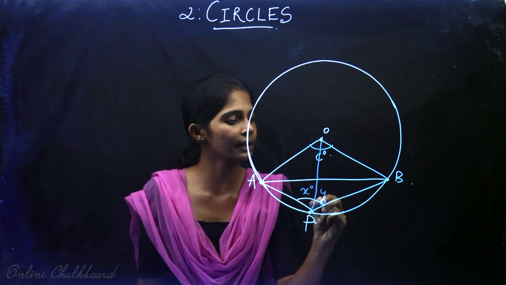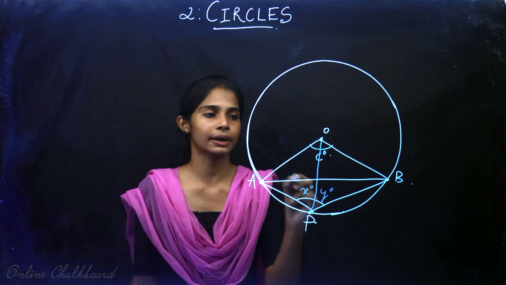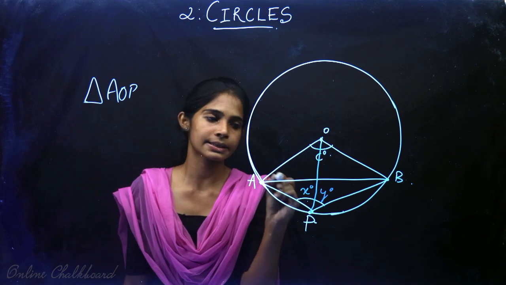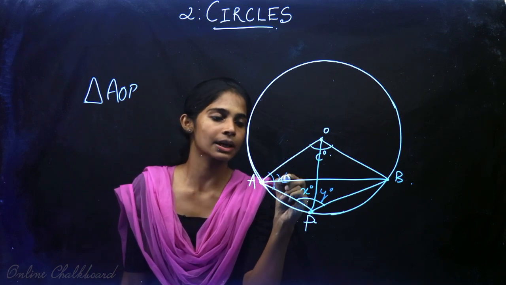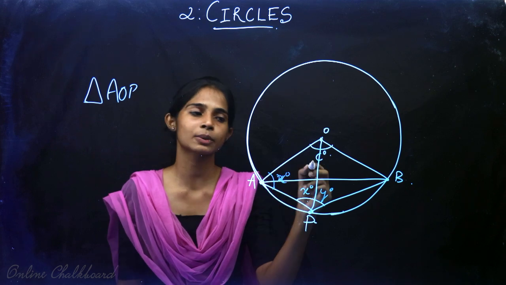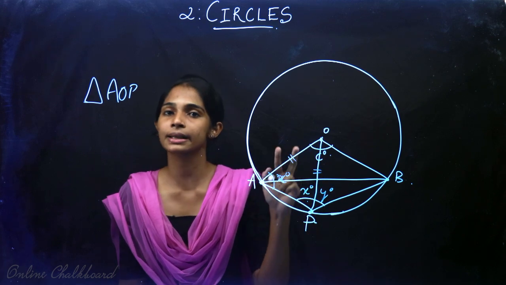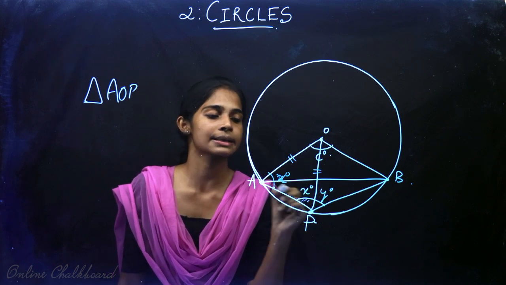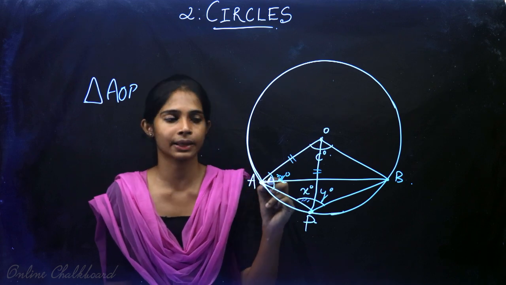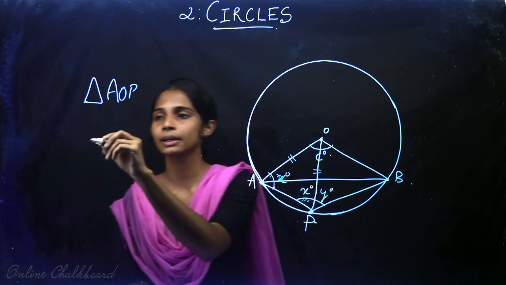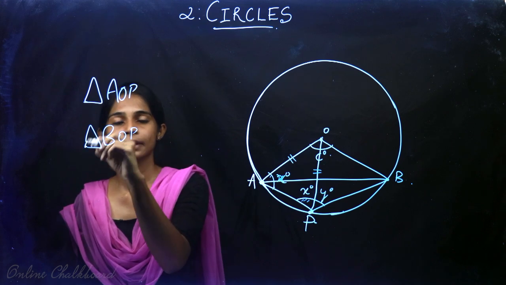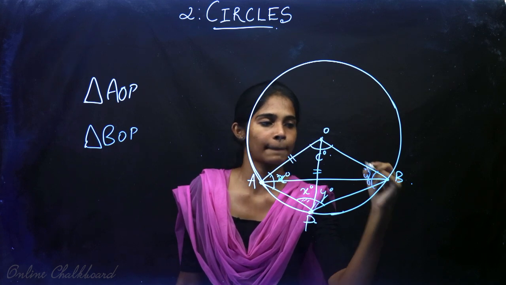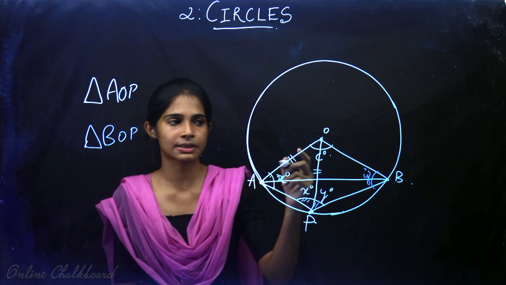Let the angles be X and Y. In triangle AOP, the base angles are X and X. The reason is that the two sides are radii, so this is an isosceles triangle, and the base angles are equal. Similarly, in triangle BOP, this angle is also equal to Y degrees. Okay, now just like how we did previously.